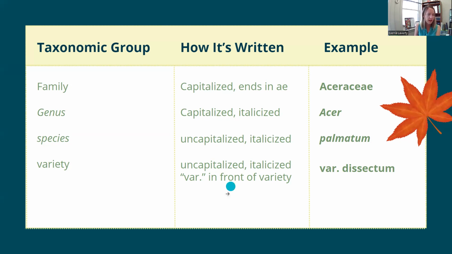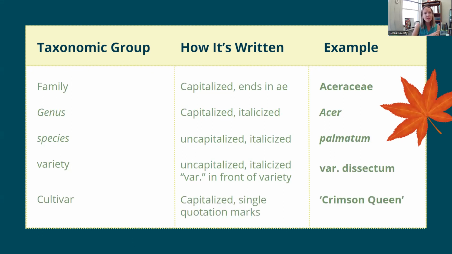So we write that as uncapitalized and italicized. Oh, I'm so sorry. This dissectum should be italicized. I will change that in our slide notes. Shame on me. But you do write this var. period in front of the variety name. So it goes var., which stands for variety, and then dissectum is our variety we're using here, which refers to the branching habit that this particular variety of Japanese maple has.